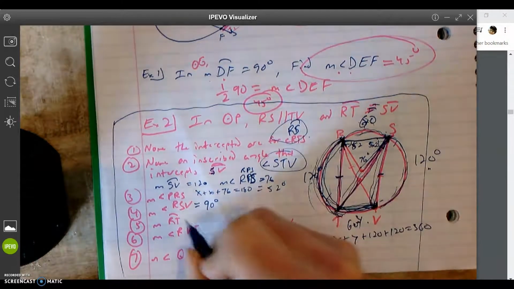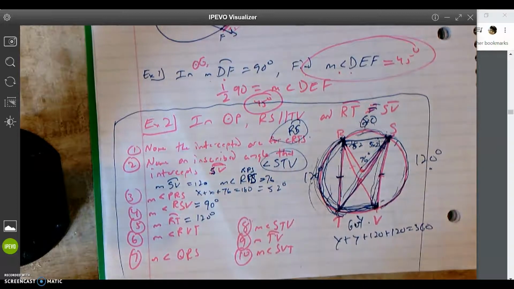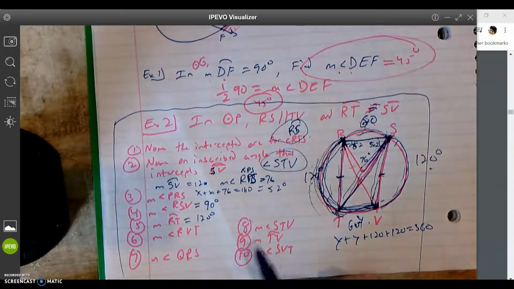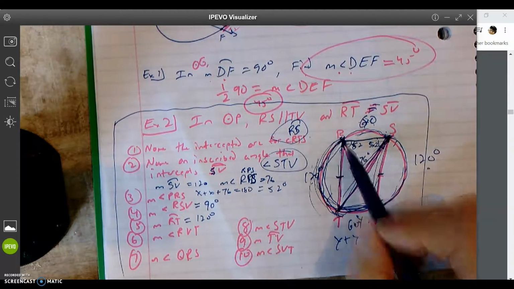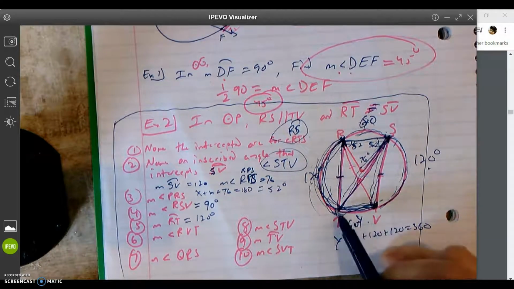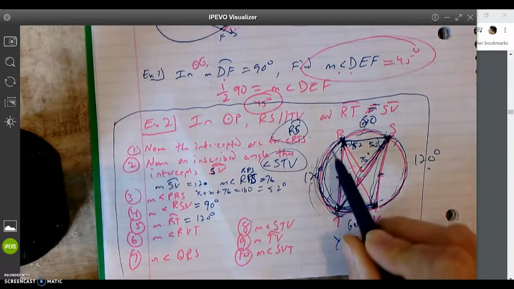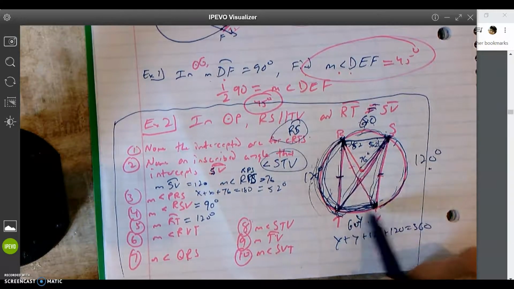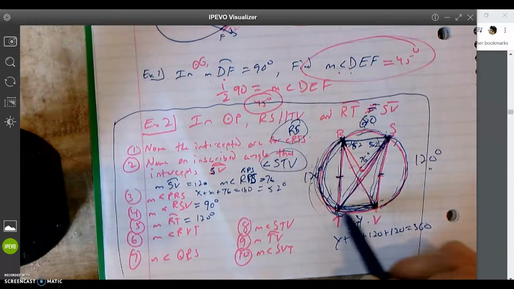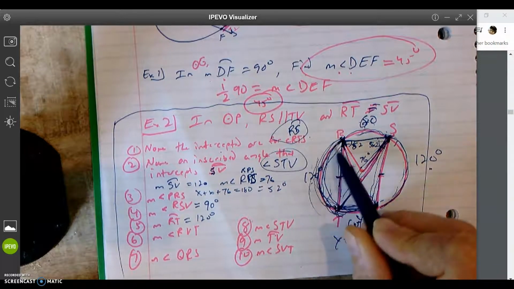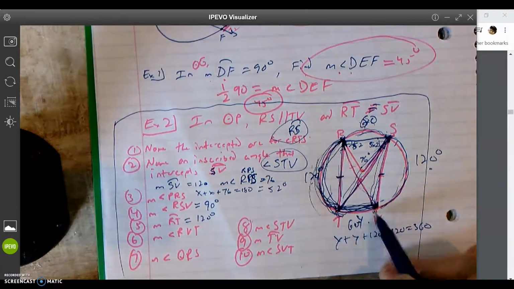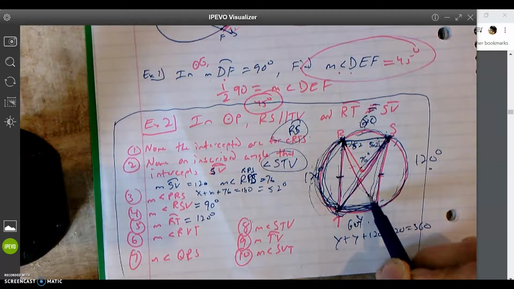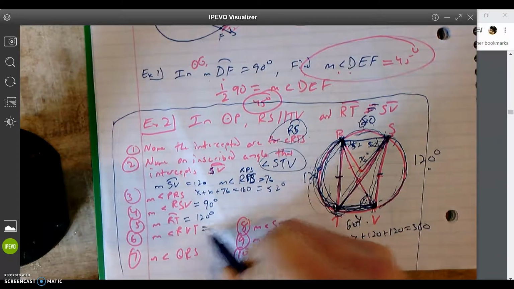All right. Now, the measure of arc RT. Bam. We already did that. That's going to be 120. We already got that. Number 6, the measure of angle RVT. So RVT is an inscribed angle right here. And so the intercepted arc is 120. That would mean that the angle is half of 120, which is 60. And that makes sense because that's an acute angle. So that's going to be 60.